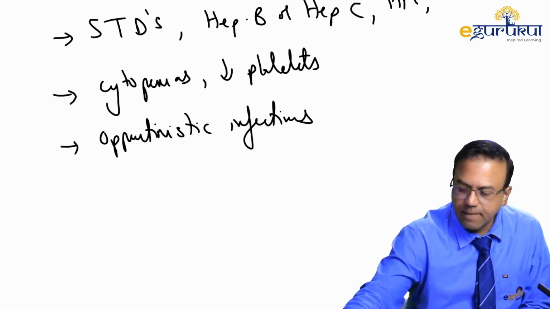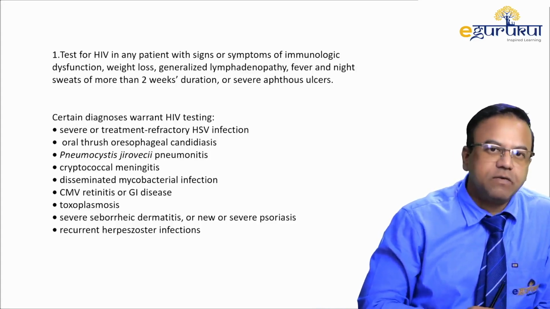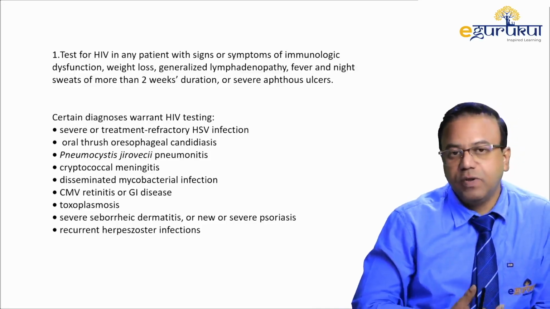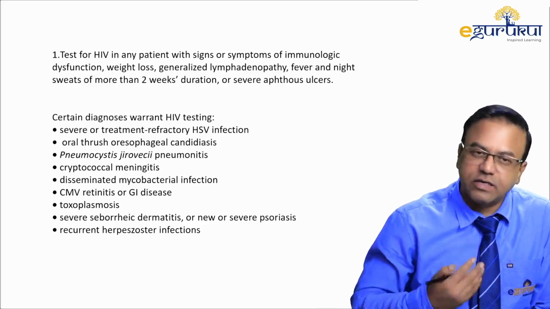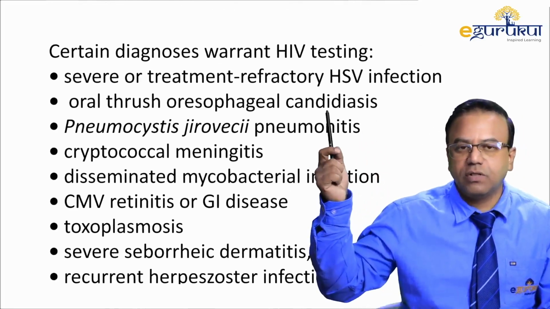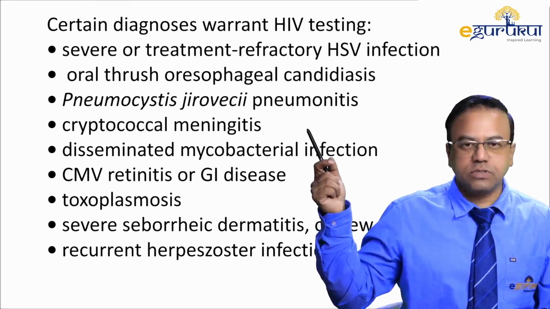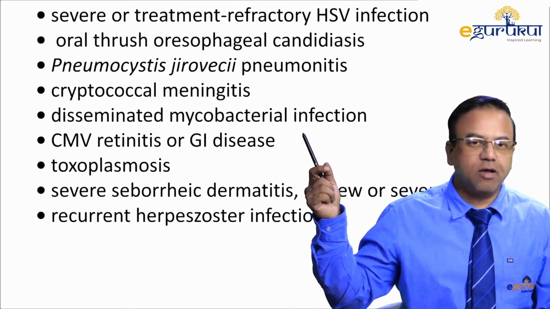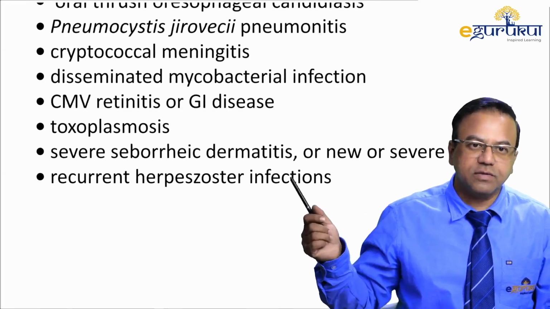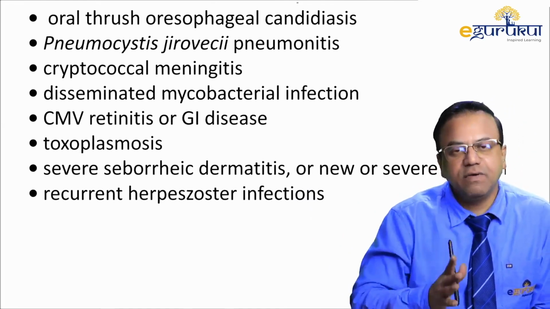So this is a nice chart that gives you an idea about when you should get an HIV test done. Test for HIV in any patient with signs or symptoms of immunologic dysfunction, weight loss, generalized lymphadenopathy, fever, night sweats for more than 2 weeks duration, or somebody coming with severe abscess or ulcers. Severe or refractory herpes simplex infections, oral thrush. Oral thrush alone is not enough. The patient should have esophageal candidiasis, pneumocystis jirovecii, cryptococcal meningitis, disseminated mycobacterial infection, CMV retinitis, toxoplasmosis, seborrheic dermatitis, or new severe psoriasis, recurrent herpes zoster infections. All these should click in your mind that this patient needs an HIV investigation.